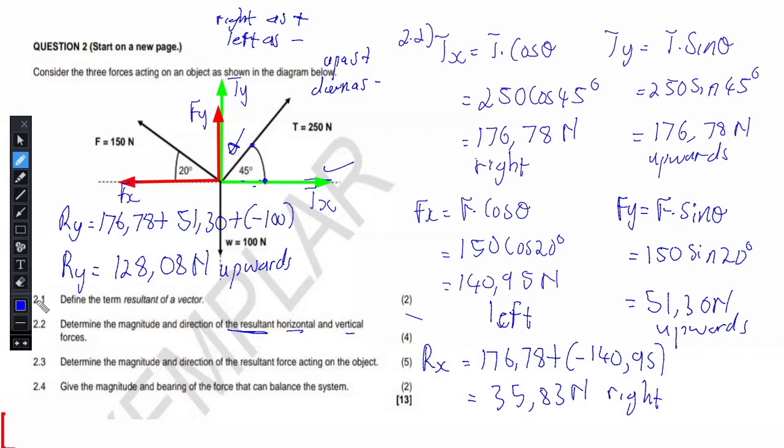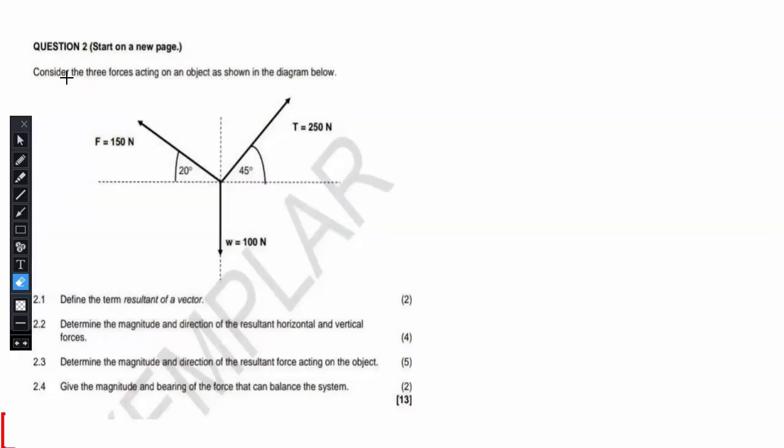Okay, now we have 2.3. It says determine the magnitude and direction of the resultant force acting on the object. Note that what we have here are only the magnitude and direction of the resultant of the horizontal and the resultant of the vertical. Now we want the magnitude and direction of the resultant force, right? So the resultant force. So this is what we do. From the previous question, we found that the resultant of the horizontal was to the right. So we will say this was it.